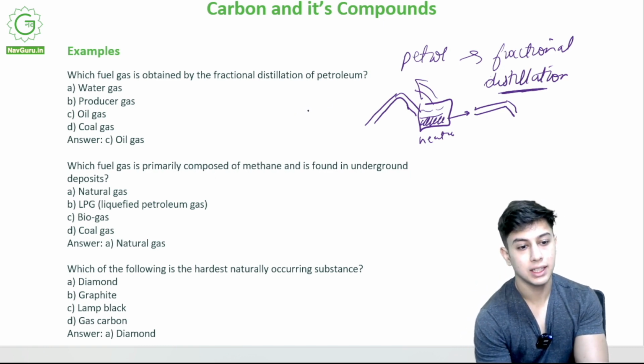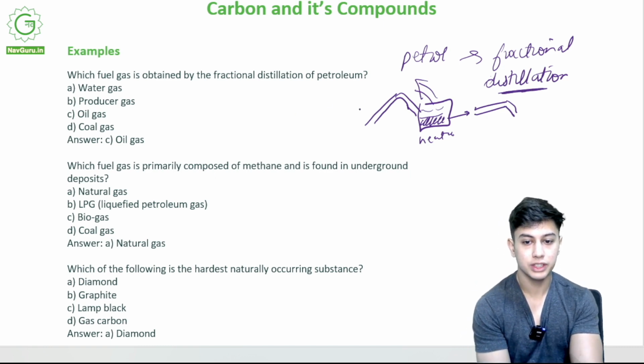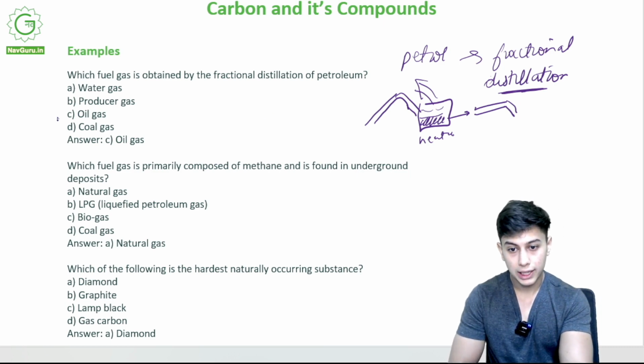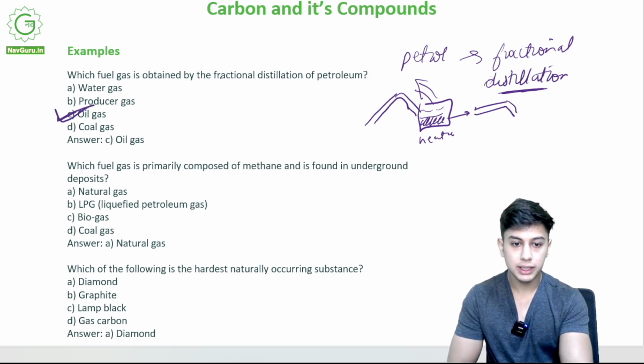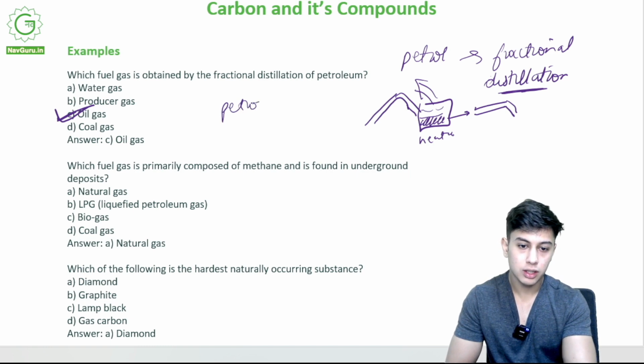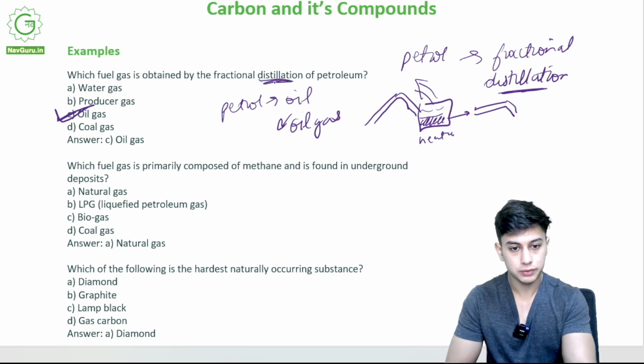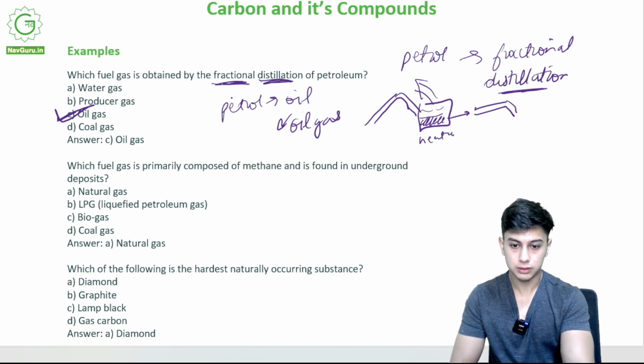Which fuel gas, like I told you, a gas is obtained over here. Which fuel gas is obtained? Oil gas. Alright, it is easy to remember. Petrol, oil, which gas? Oil gas. Due to distillation, fractional distillation.